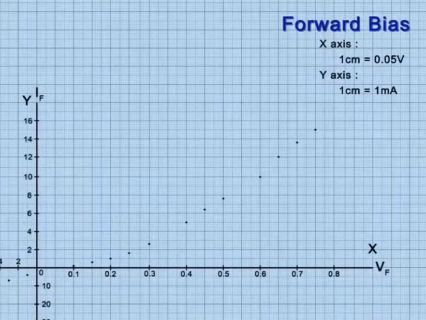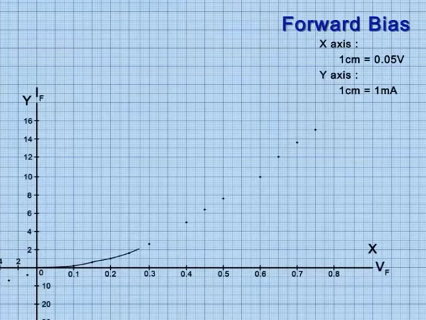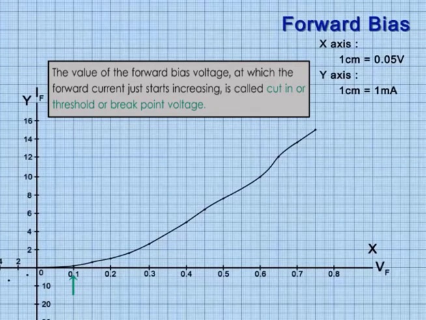Observe that in forward biasing, the forward current initially remains zero till the barrier potential of the junction is reached. Thereafter, the current starts increasing slowly in the beginning and then rapidly. The value of forward bias voltage at which the forward current just starts increasing is called the cut-in voltage or threshold voltage or breakpoint voltage.